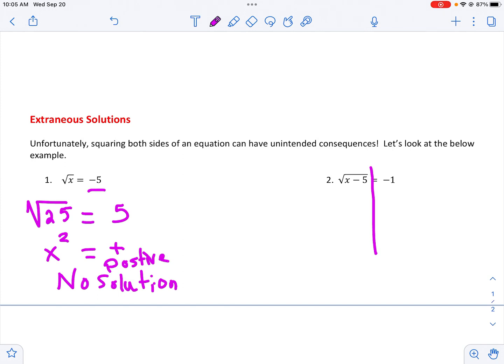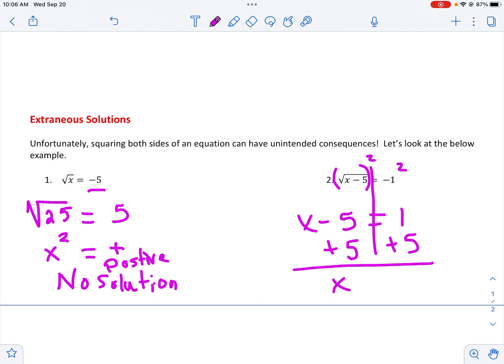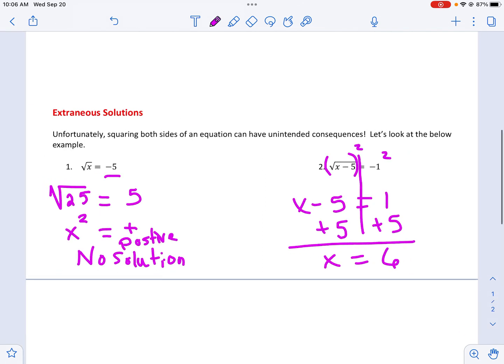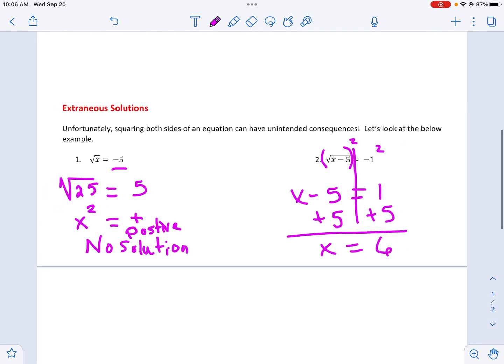So clearly what we're going to do is go ahead and square both sides like we did before. And so that was going to give me x minus 5 is equal to negative 1 times negative 1 is positive 1. So I'm going to go ahead and substitute in here, and I'm going to get an answer of x is equal to 6. Now here's how we're going to check to see if that makes sense.